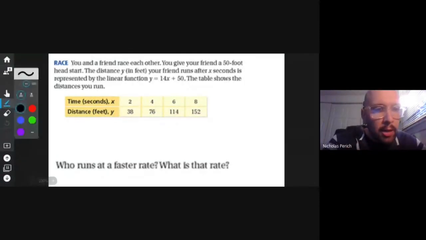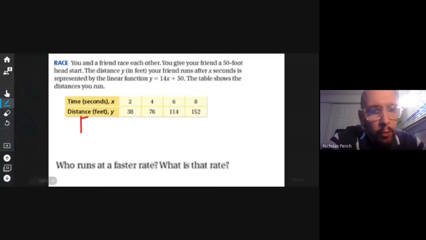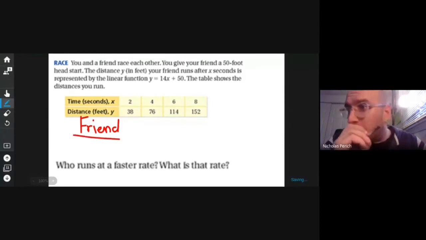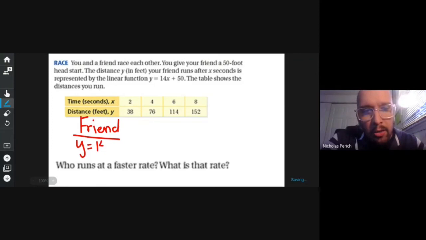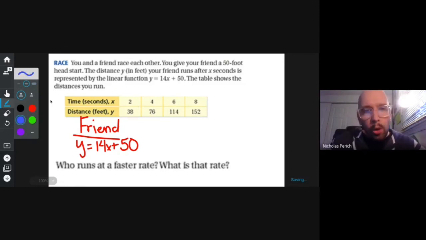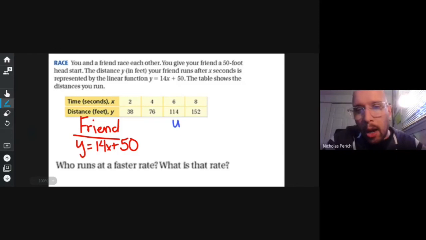So your friend is y equals 14x plus 50. That's your friend. You, the table shows the distance you run. Well, great. I don't have a formula. What am I to do?